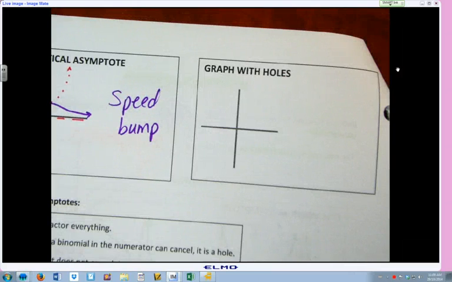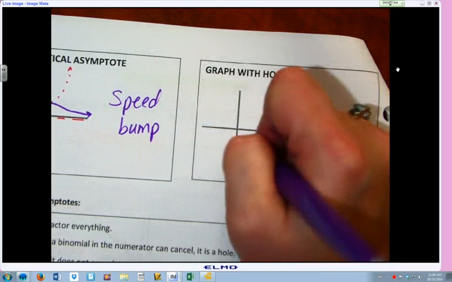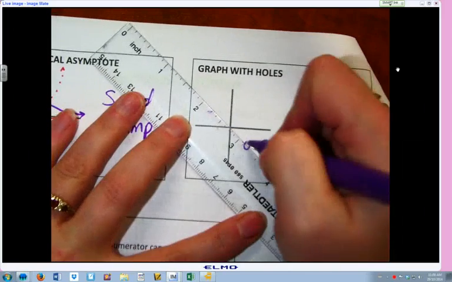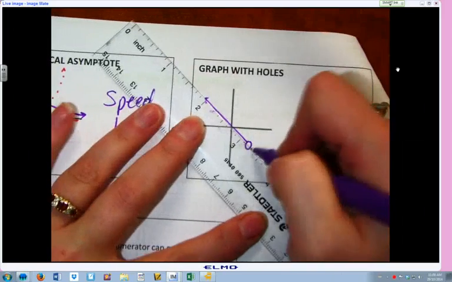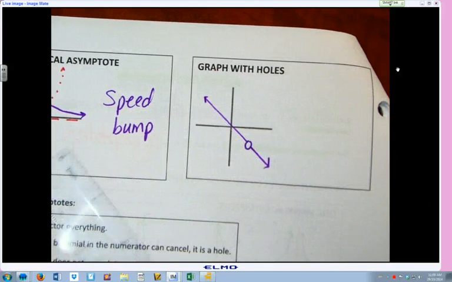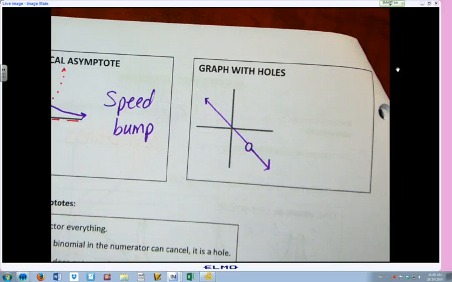Graph with holes is new. It can be a line, it can be a volcano, it can be a sad clown face, it can be a speed bump, it can be anything. The trick with this is it has a hole right in the middle of the graph. So if we do a linear graph with hole, it continues to the left, it continues to the right, but there's an empty space right in the middle. No vertical asymptotes, no horizontal asymptotes, no asymptotes, just a hole right in the middle.